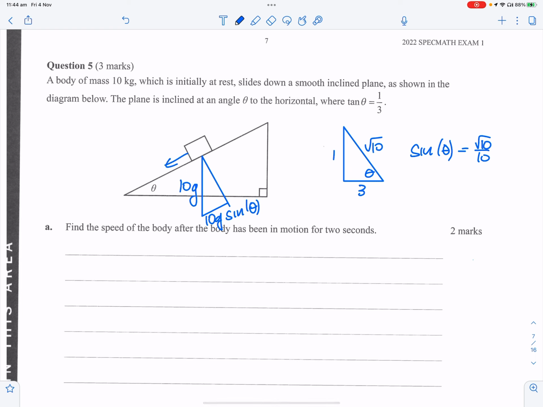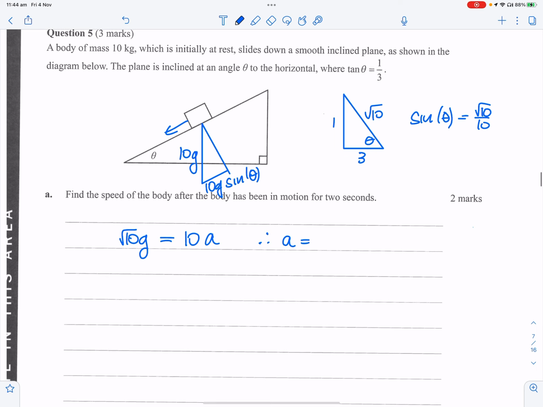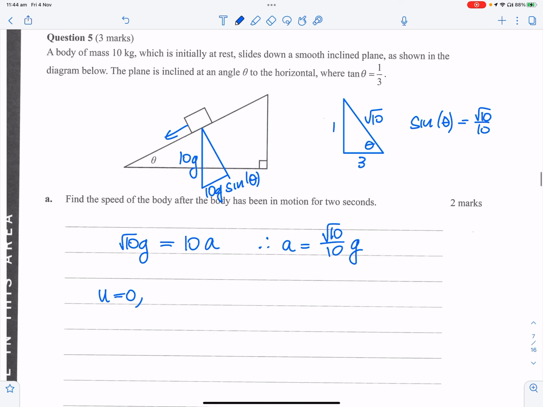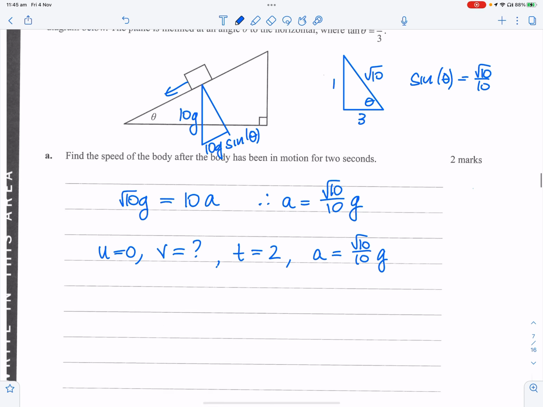Okay, so we've got that force going down the plane, which is root 10g. That's equal to our mass times our acceleration. So our acceleration must be root 10 on 10g. We know it's initially at rest, u is 0. The speed of the body after it's been in motion for 2 seconds. So v is what we want to find. t is 2, a is root 10 on 10g.